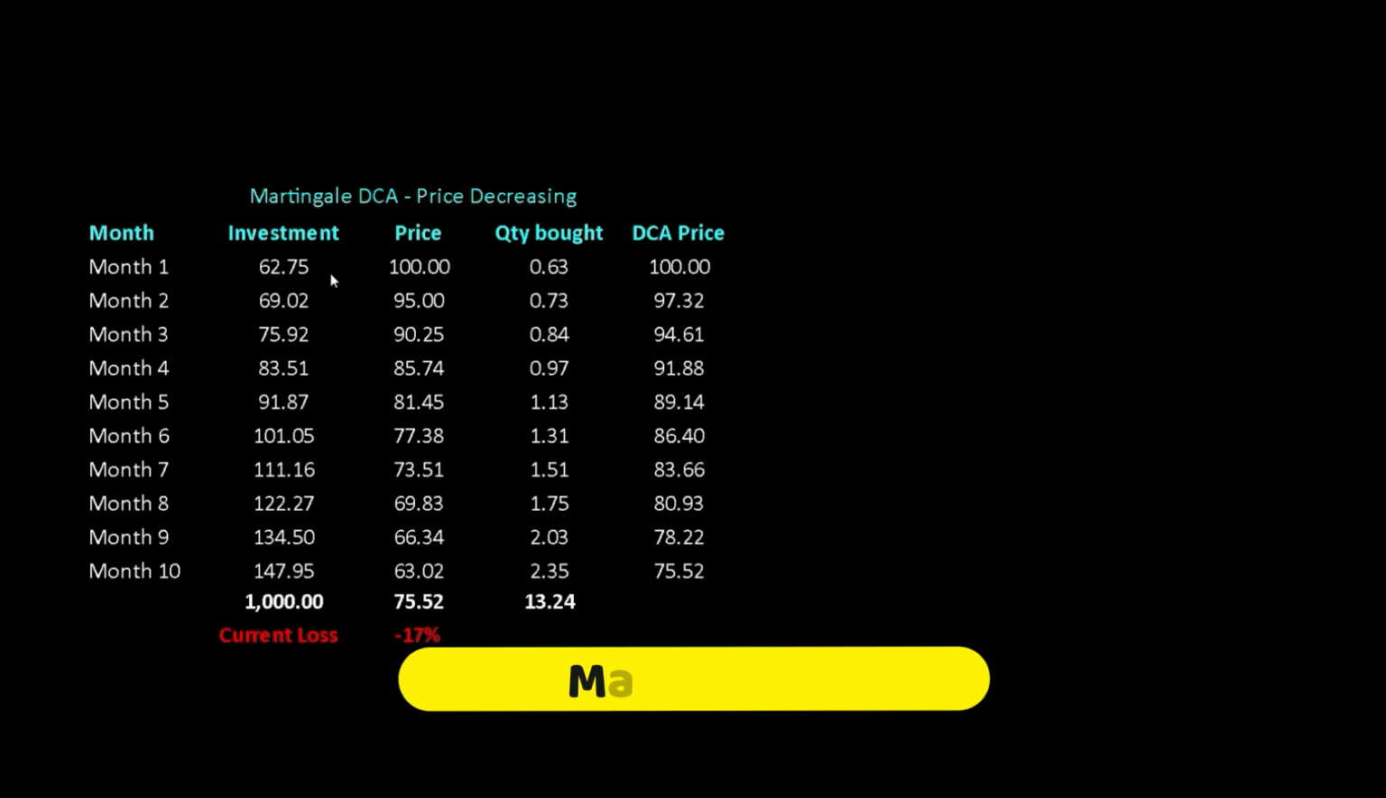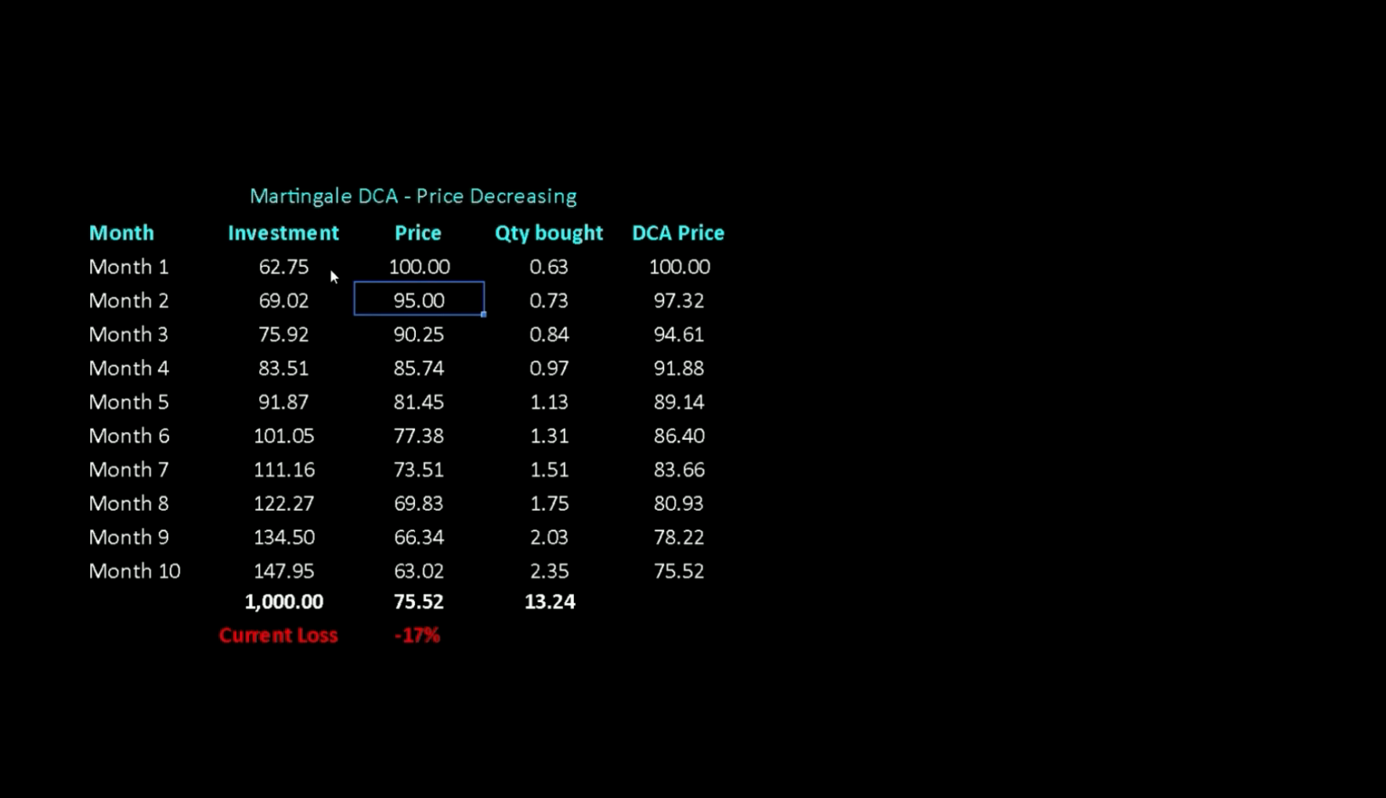Now we will look at Martingale DCA, and this is generally used when price is decreasing. The main difference is that with each drop in price, you increase your investment amount. We started from 62.75 when the price was 100. We end up investing 147 when the price is 63. So we are still investing the same $1,000, but this time our average price is 75.5 versus the current price of 63, giving us a loss of 17%.